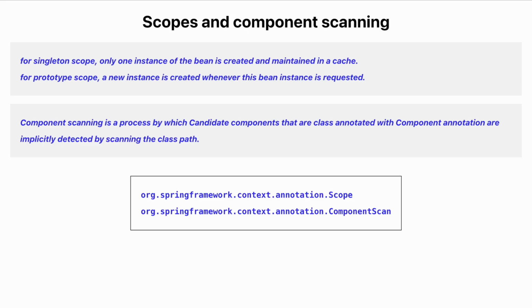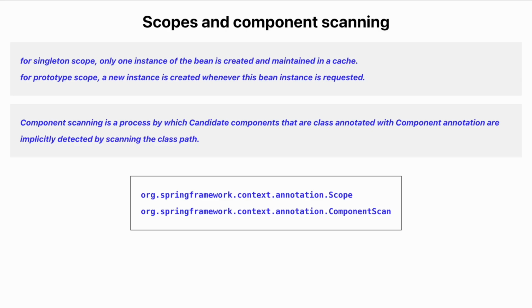We can use filters that ensure only required components are detected. We can use either include filters or exclude filters to include or exclude some components. There are many types of filters available such as annotation, assignable, AspectJ, regex and custom. The most used filter is annotation and that is the default type. If the annotation filter type is used, only classes with a specific annotation type at the type level are considered.